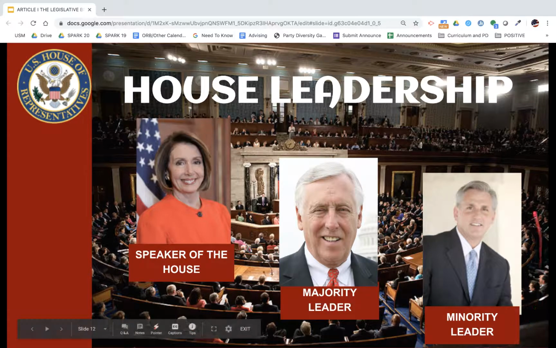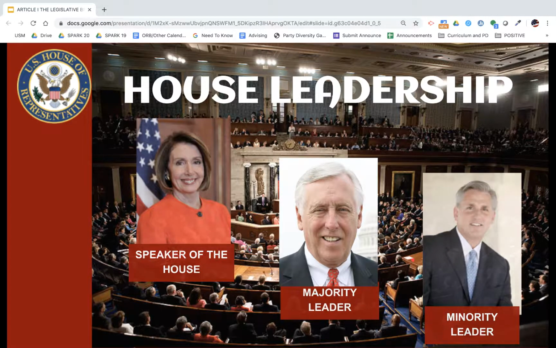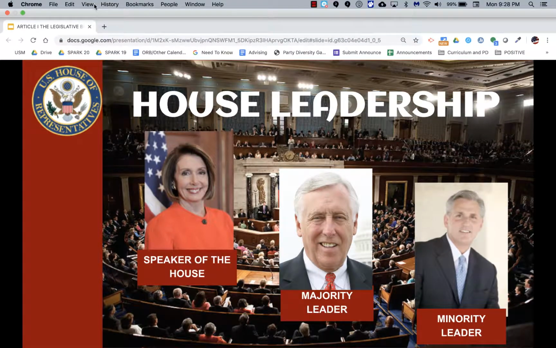This guy right here, the minority leader, that is Kevin McCarthy. He is from California, I believe, as well. I've got to check that. Maybe he's from Virginia. Sorry. He's trying to make sure that the Democrats have their say in the House as well.